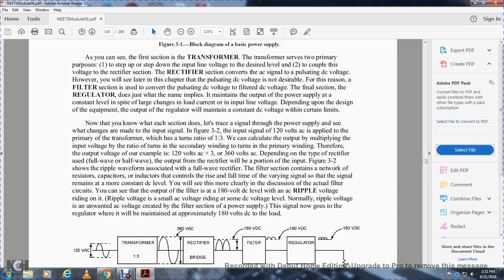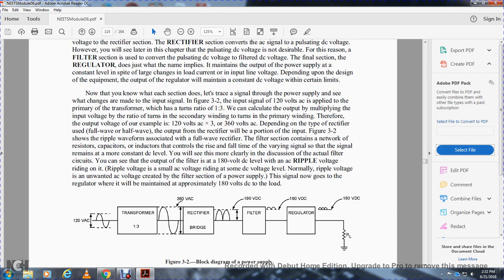In figure 3.2, the input signal of 120 volts is applied to the primary of the transformer, which has a turns ratio of 1 to 3. You calculate the output by multiplying the input voltage by the ratio of the turns of the secondary winding to the turns of the primary winding. Therefore, the output voltage is 120 volts AC times 3, or 360 volts AC. Depending on the type of rectifier, you have full wave or half wave. The output of the rectifier is a big portion of the input. Figure 3.2 shows the rippled waveforms associated with the full wave rectifier.